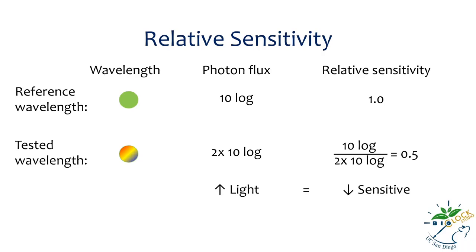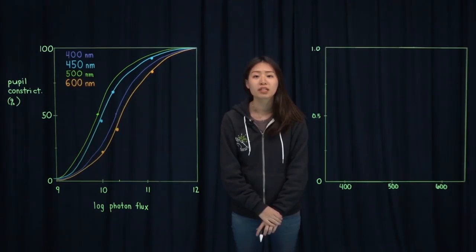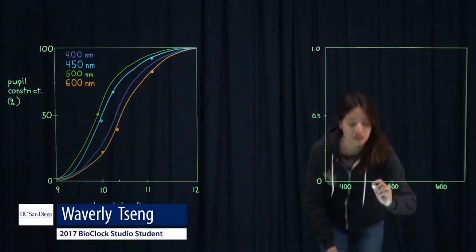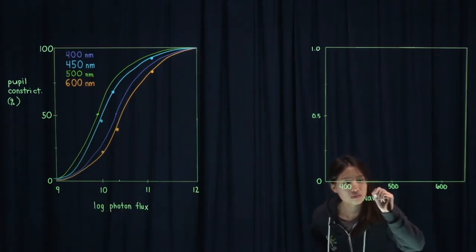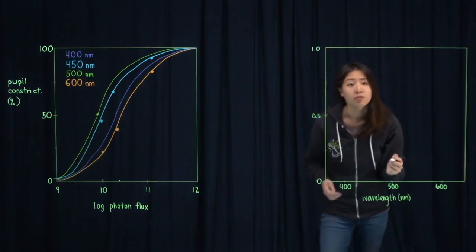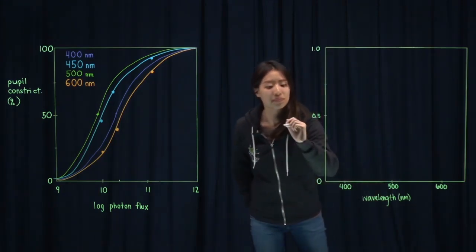So how do we plot these relative sensitivity values on a graph? We'll be plotting our inflection points on a graph with an x-axis of wavelength in nanometers, and a y-axis of relative sensitivity.